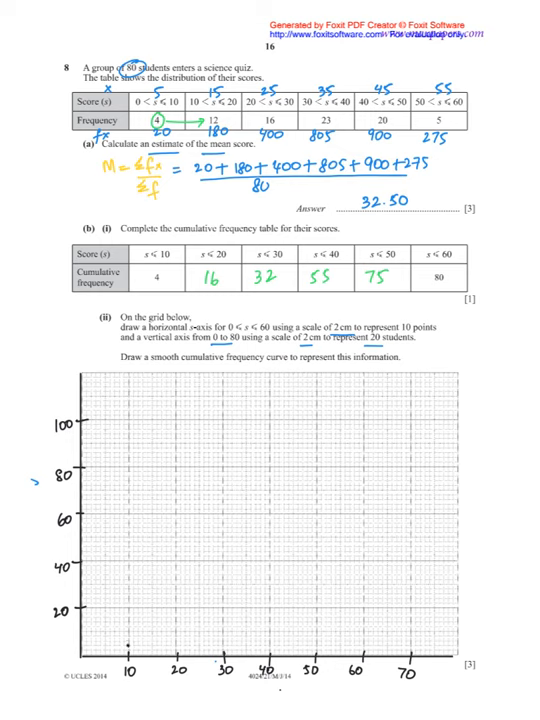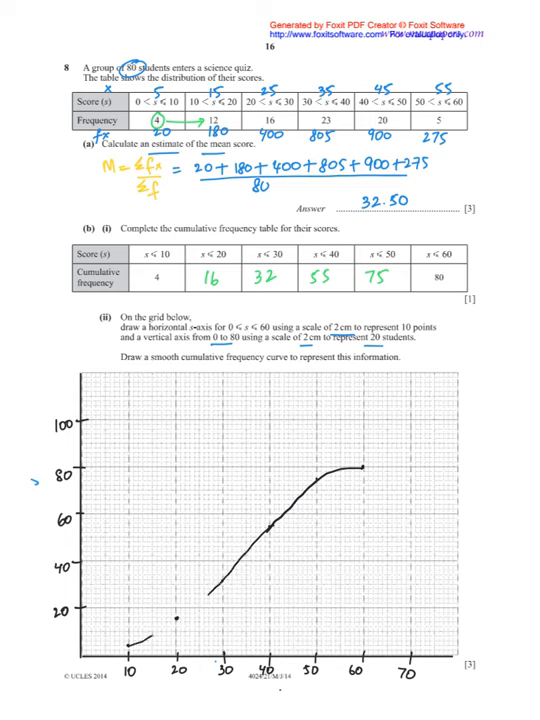That is my 4. At 20 it's 16. At 30 it's 32. At 40 it's 55. At 50 it's 75. And at 60 it is equal to 80. Alright, so I need to construct all those points. So that will be my CF curve.